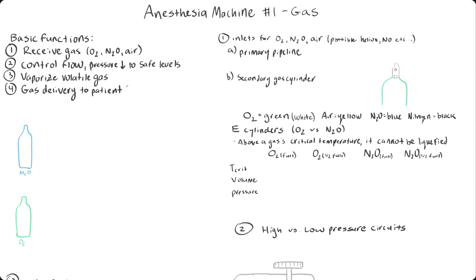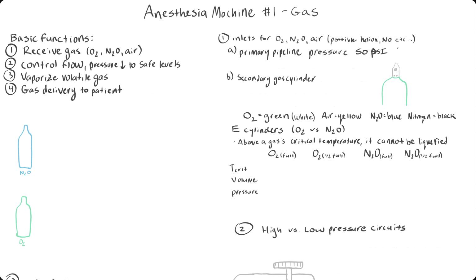First, there will be inlets on the machine for oxygen, nitrous, air, or something else like heliox, nitric oxide, or other gases. Your main supply of gas to the anesthesia machine is from the primary pipeline. This is your wall oxygen or your wall air or whatever. It's delivered at a pressure of 50 psi straight from the wall.